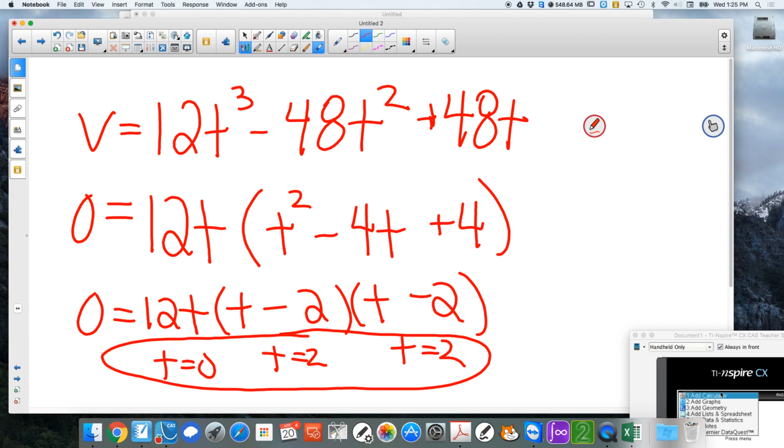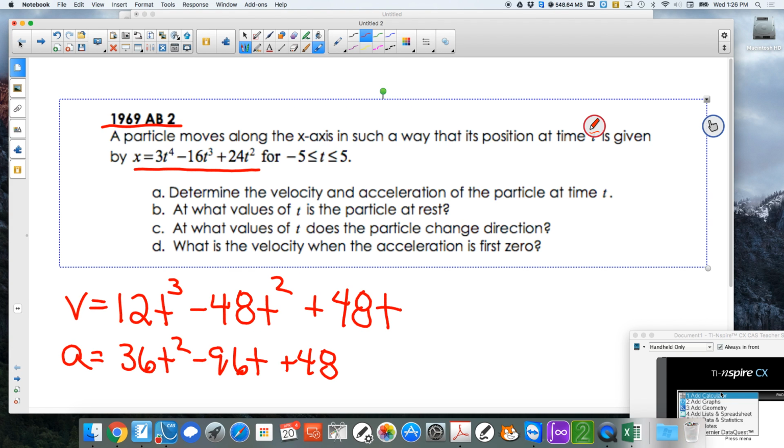Good job, gentlemen. Let's go back and look at the next part of the problem. At what values of t does the particle change direction? So let's think about that. We found where the velocity is 0. How do we know it changed direction? What happens to the velocity? When it goes from positive to negative, or negative to positive.